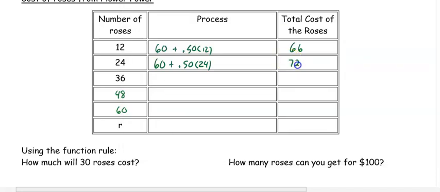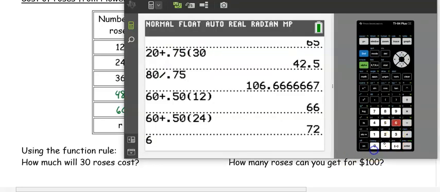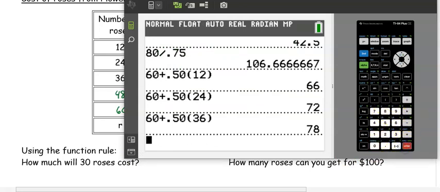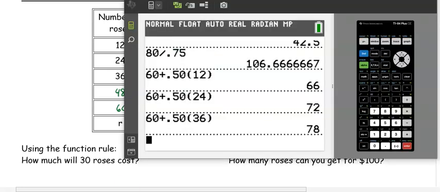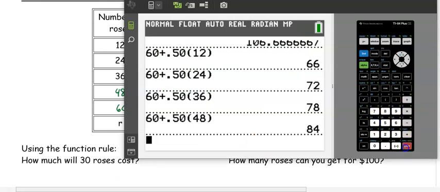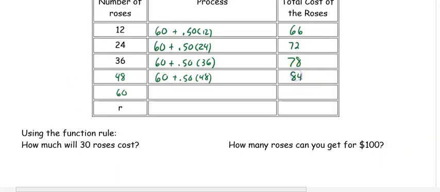Which gets us $72. Then we have 60 plus 0.50 times 36 roses. That gets us 78 roses. Then we have 60 plus 0.50 times 48 roses. That gets us $84. We have 60 plus 0.50 times 60 roses.